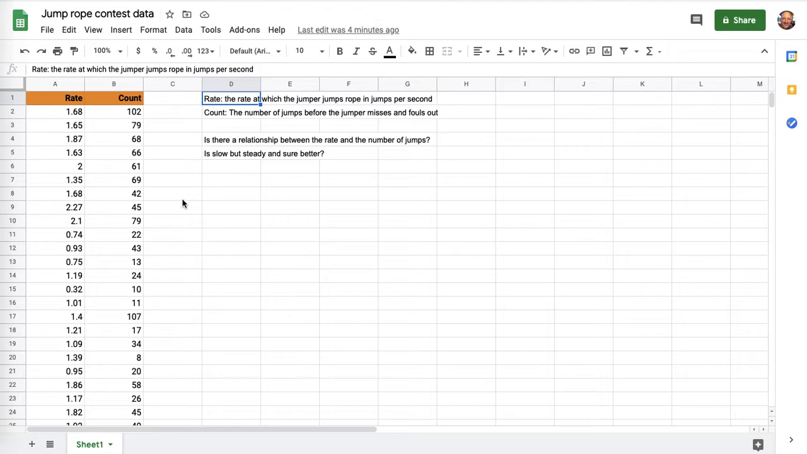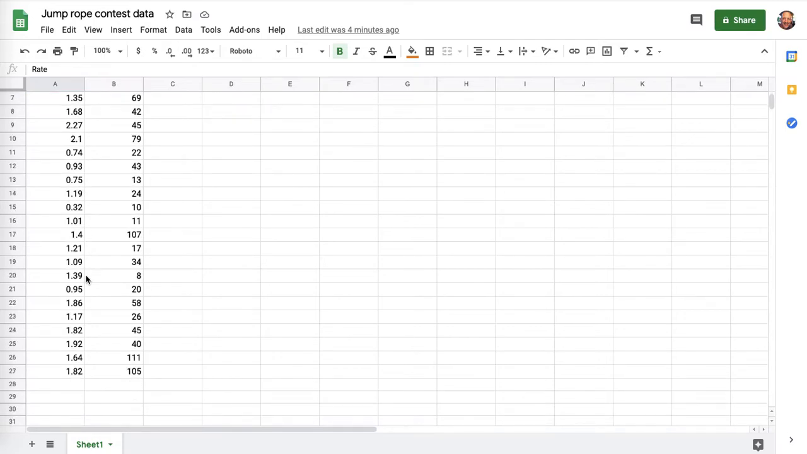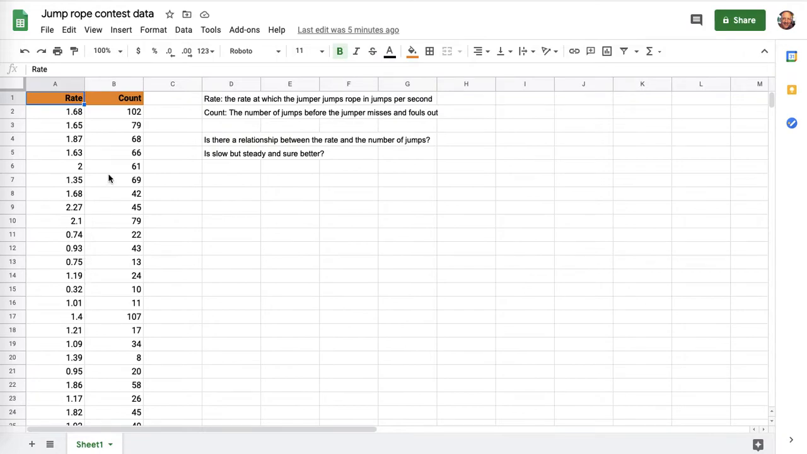Well, let's take a look at this. Here's a jump rope contest. Whoever jumped the most jumps won the contest. This was held at a school here on Pompeii some years ago, and I timed and counted jumps during the contest out of curiosity more than anything else.